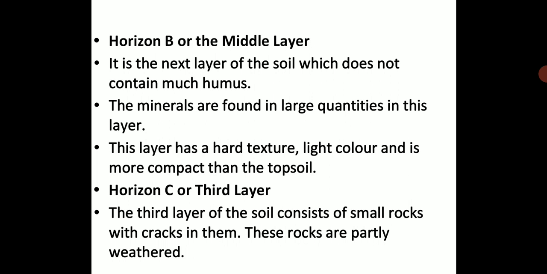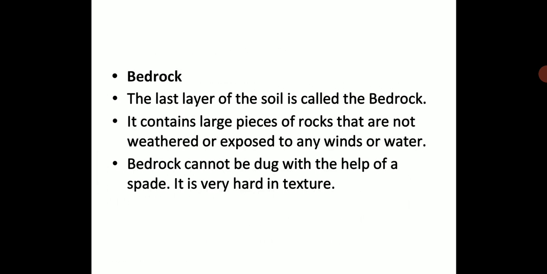Horizon C, or the third layer. The third layer of the soil consists of small rocks with cracks in them. These rocks are partly weathered. So you have seen horizon B and horizon C here, the middle layer and the third layer. I hope the content of the middle layer and the third layer is clear to you. So you should understand what horizon B and horizon C consist of. Please take this down and then you will go for bedrock.